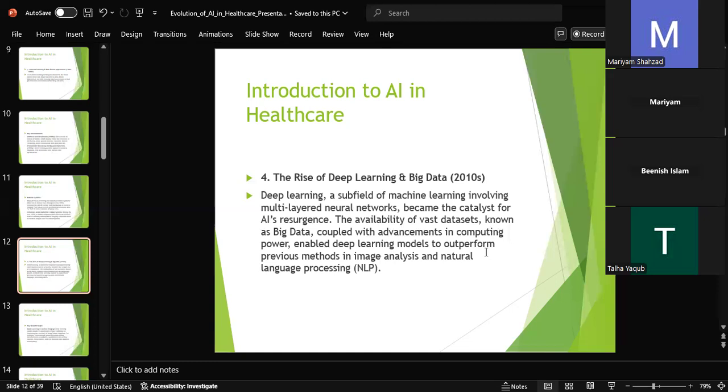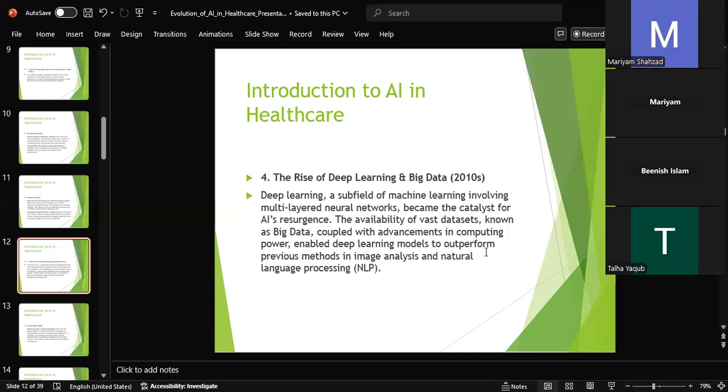In deep learning, we actually used the models directly, which could just use those input features, and it did not have to go through all of the hidden layers, it directly gave us the outputs. So this is how deep learning evolved, and big data also evolved. Deep learning is a subfield of machine learning involving multi-layered neural networks, and became the catalyst for AI's resurgence.